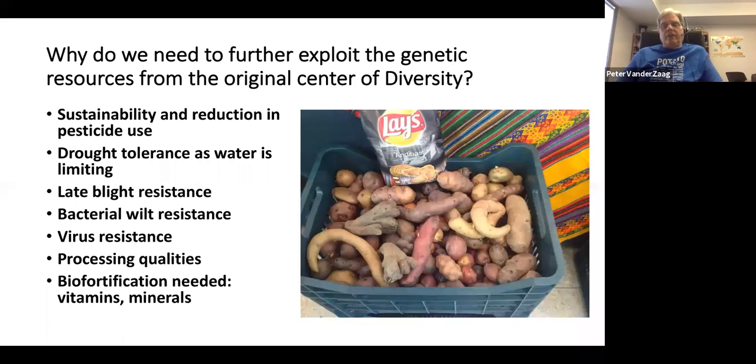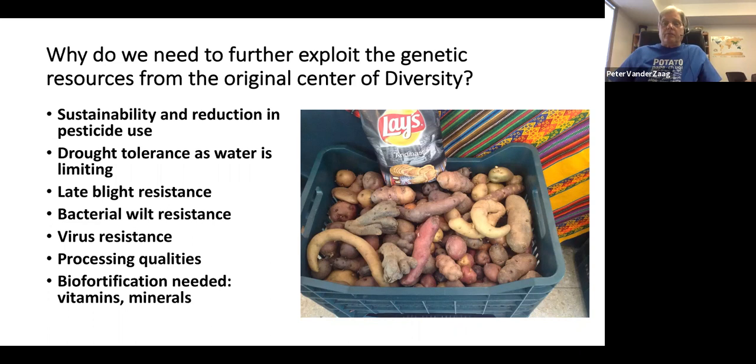And that requires less pesticide use. It means pesticides are being banned or restricted in use. And hence we need more resistance to the stresses that the plants experience, and insects and diseases are primary. Then there's the issue of water supply.